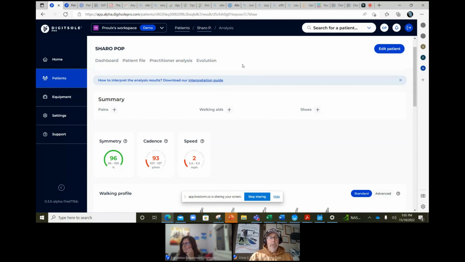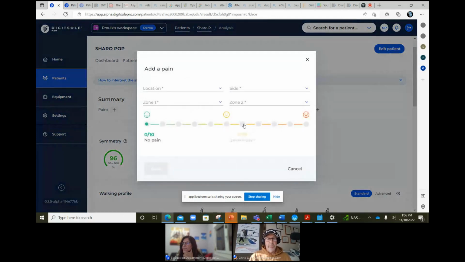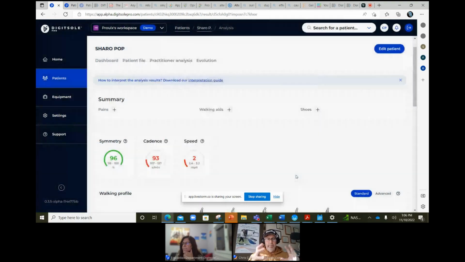So when you pull up the walking analysis, that dashboard, it shows you across the top here: pains, walking aids, shoes. So that's some information that you can look at real quick, but you can put that in there either when you're taking the analysis, or I can put it in there now. So if the patient reports that they have a 6 out of 10, then we can put that in, and we can save that. I can put the location and things like that. So it's information that you can save and then sort of map that out.